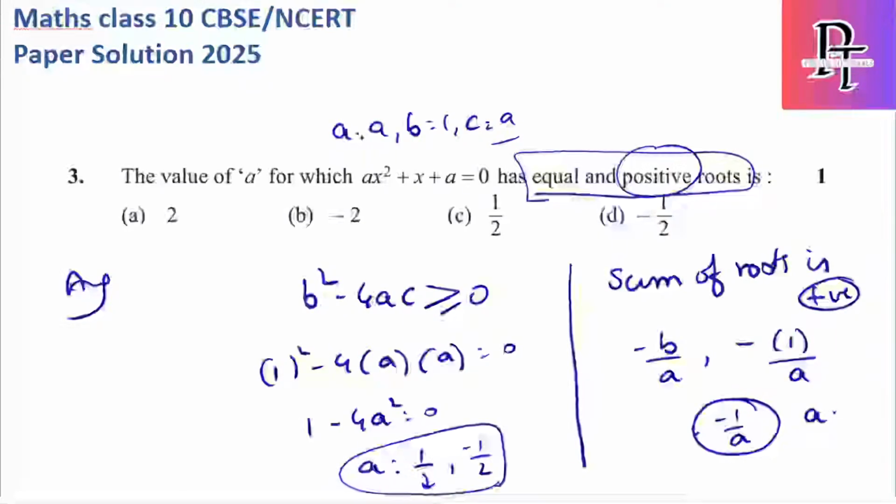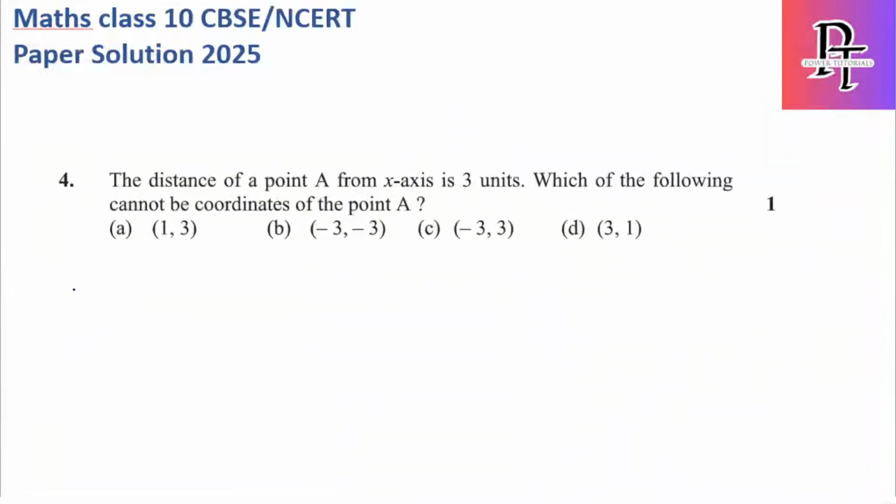So a value should be negative, because minus is also there. Minus 1 by minus will give a positive value. Hence the answer is minus 1 by 2. If we use only the first condition, you get 1 by 2 and minus 1 by 2. But we only have one option, because the sum of roots is also positive, as both are positive roots. So minus 1 by a is the sum of roots, and a should be negative to get this value as positive. Okay, let's move to the fourth one.